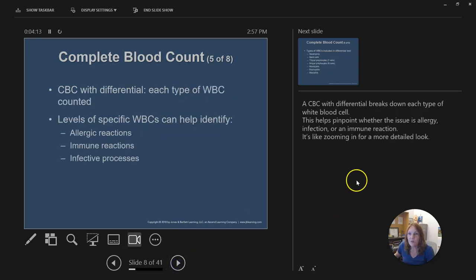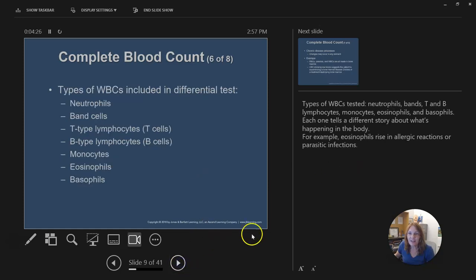A CBC with differential breaks down each type of white blood cell. This helps pinpoint whether the issue is allergy, infection, or even an immune reaction. It's like zooming in for a more detailed look. The types of white blood cells tested would be our neutrophils, also our band cells, our T's and B's, our lymphocytes, monocytes, eosinophils, and basophils. Each one tells a different story about what's happening inside the body. For example, with our eosinophils, we see a rise in allergic reactions, or it could be a possible parasitic infection.